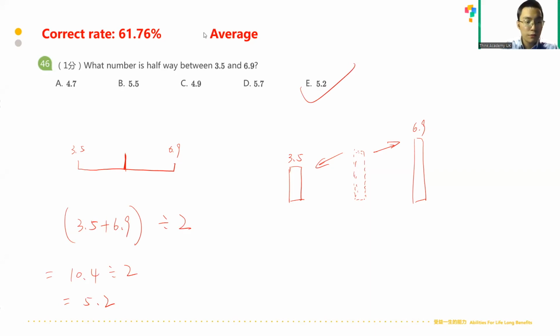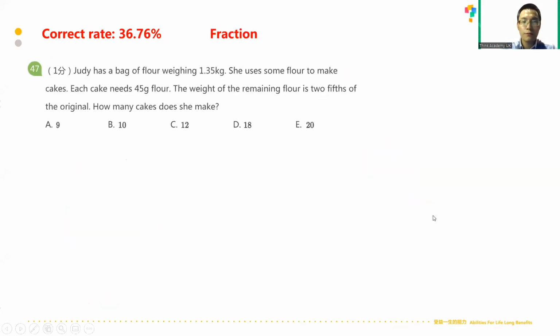And let's move on to the next question, fractions. So Julie has a bag of flour weighing 1.35 kilograms. She uses some flour to make cakes. Each cake needs 45 grams of flour. See, we're dealing with kilograms and grams, different units. So remember to convert your units first. So we know 1 kilogram equals 1,000 grams. So to convert 1.35 kilograms to grams, we simply times 1,000. So it'll be 1,350 grams.